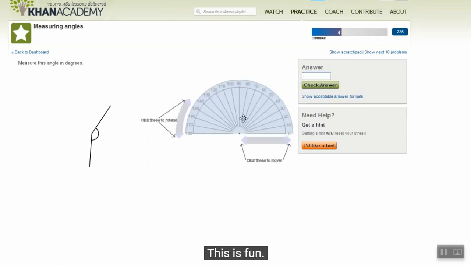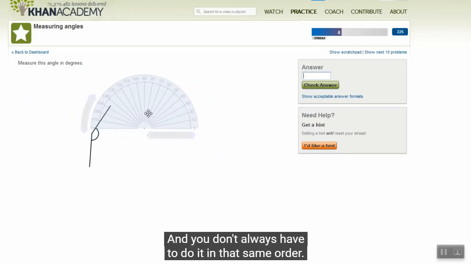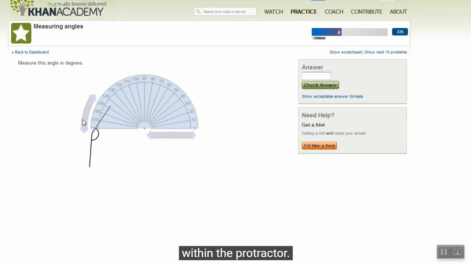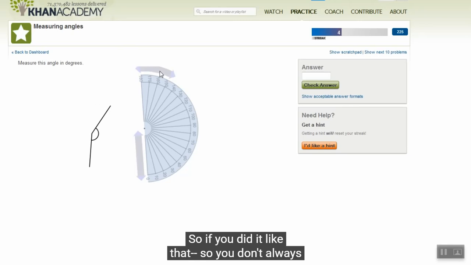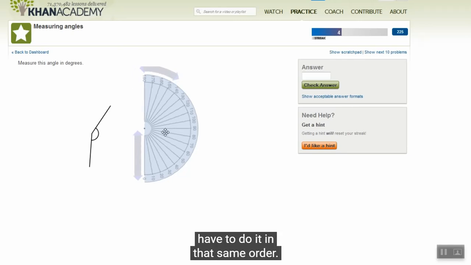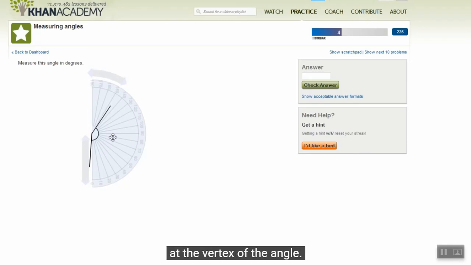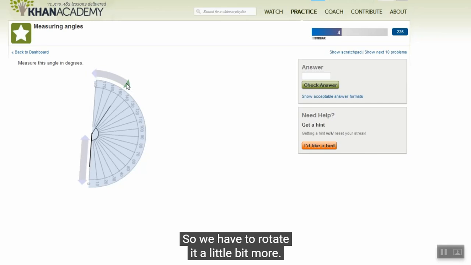This is fun. All right, so let's get our protractor right over there. You don't always have to do it in that same order. You could rotate it first so that the 0 degrees is, and what you want to do is rotate the 0 degrees to one of the sides, but so that the angle is still within the protractor. So let's rotate it around. Although I think it's easier to rotate it when you have the center of the protractor at the vertex of the angle. So we have to rotate it a little bit more.